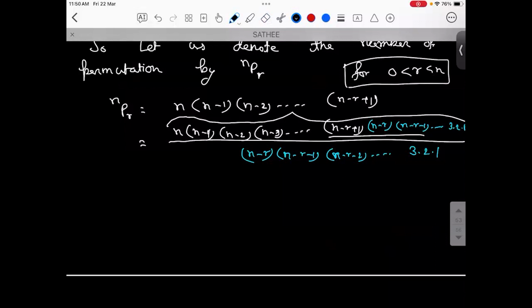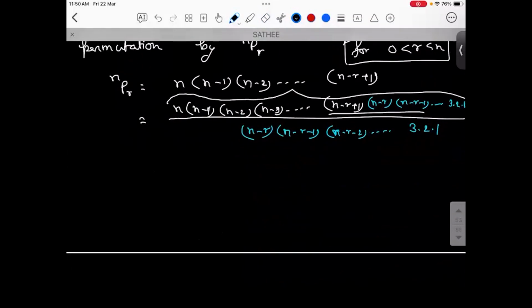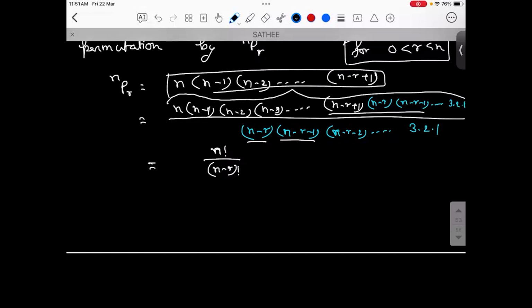So you can write the upper part as n factorial, because that is nothing but the product of the first n natural numbers. And what is the lower part? The lower part is n minus r factorial. You can see that n minus r into n minus r minus 1, reducing by 1 each time, is the product of the first n minus r natural numbers. So from here I obtain a formula for NPR in the form of factorial.